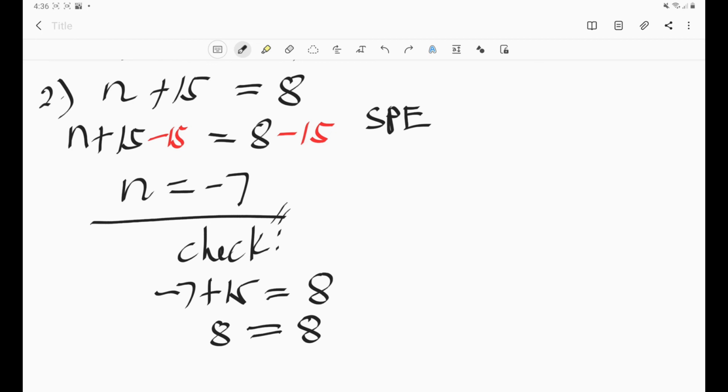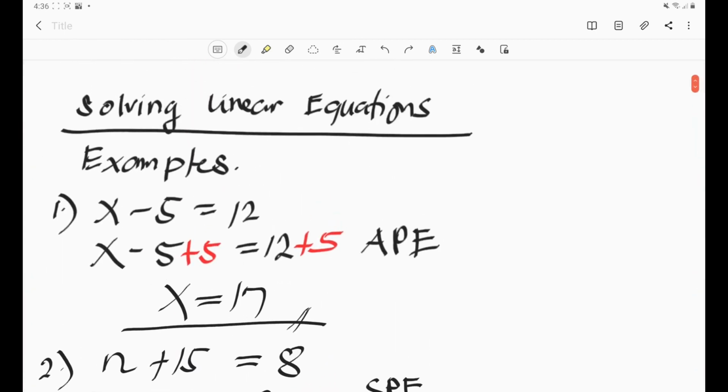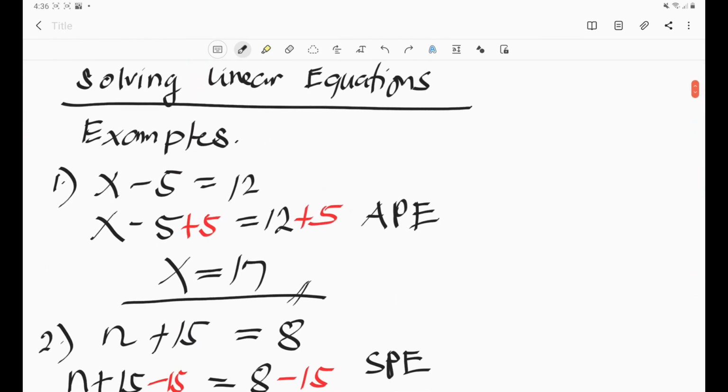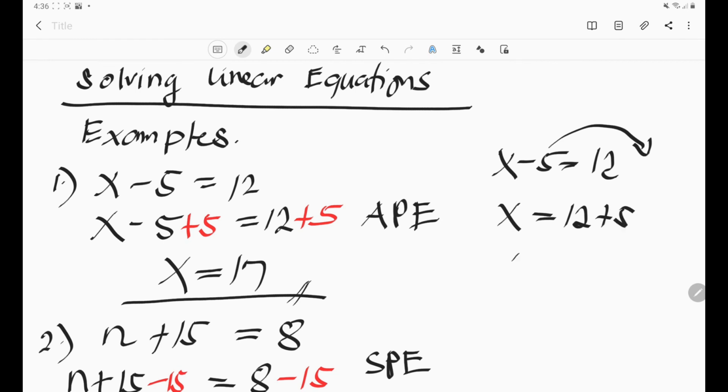Notice that when we use the addition property and subtraction property of equality, it is the same as moving the number to the other side of the equation and changing its sign. So, for example, in x minus 5 is equal to 12, if we move that to the other side of the equation and change its sign, that's the same as x is equal to 12 plus 5, which is equal to 17.